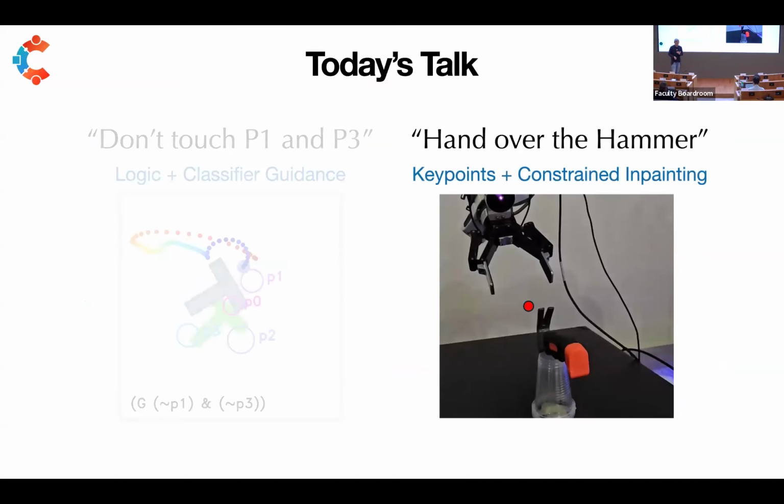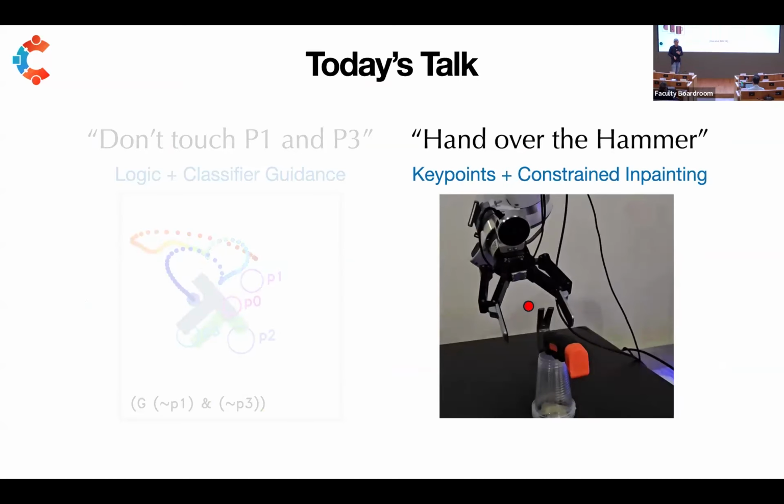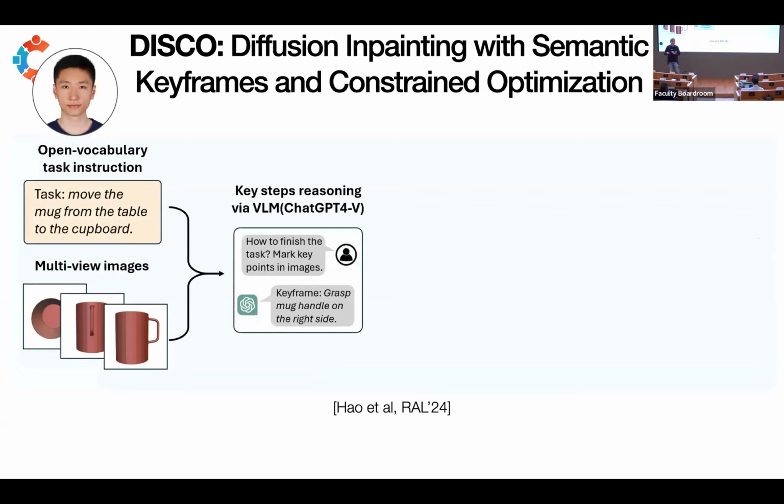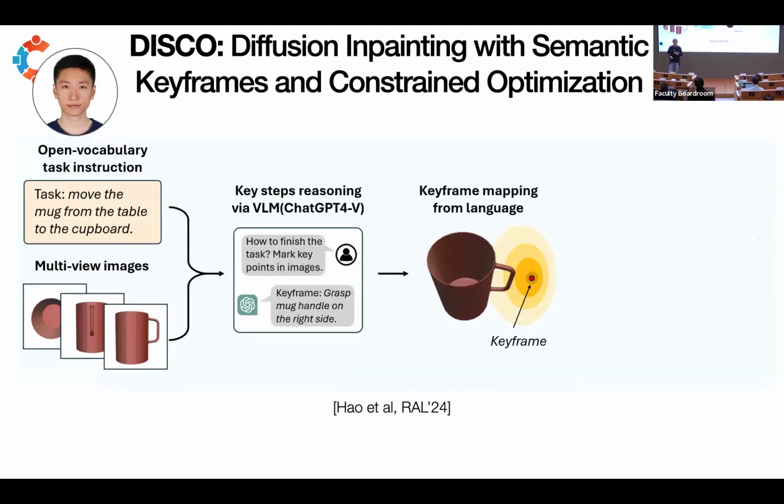Okay, so I'll quickly go over the last piece of work, which is about Disco, and this is my student Che. Here the setup is a little bit different. What we're going to do is in-painting, and the idea is very simple, and people have already explored similar things in the literature. So we would like to have some open vocabulary task instruction, and I assume that I have some multi-view images. And I'm going to ask ChatGPT to provide some keyframes that allow me to obey this constraint or the instructions that I give it.